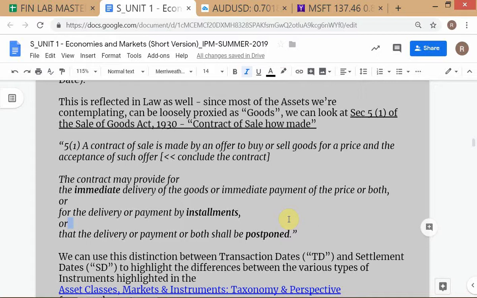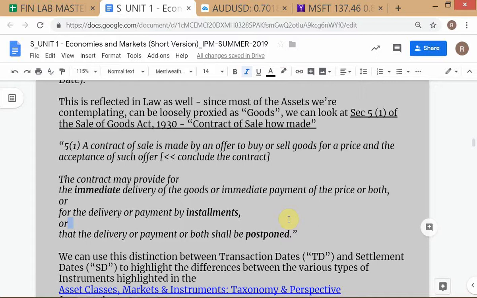We have defined transaction date as the date on which you enter into the contract. And what is the contract? It's a financial market contract, so it's a contract to exchange assets. The day on which you enter into the contract to exchange assets is your transaction date. Then you have a settlement date, which is the date on which the actual exchange of assets will take place.